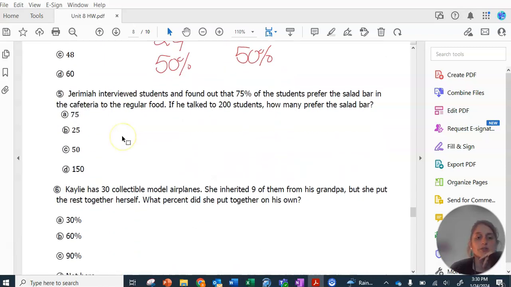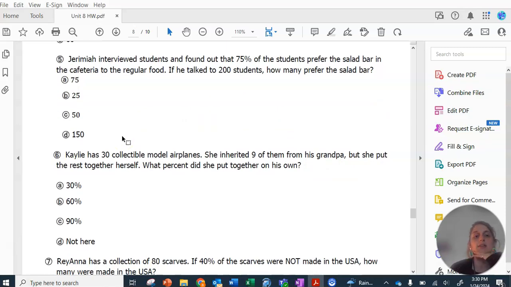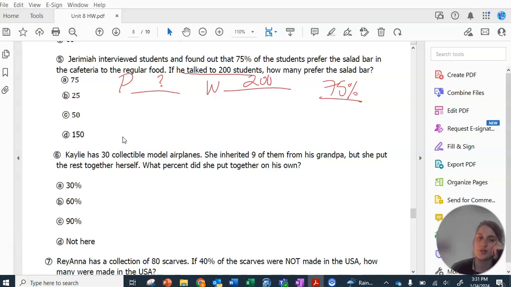Jeremiah interviewed students and found out that 75% of students prefer the salad bar over the regular food. If you talk to 200 students, how many prefer the salad bar? So first, we have to ask ourselves, was it part of the school that likes the salad bar or the whole school? We know it's 75% of them. That's not the whole school. So 200 students, ooh, he talked to 200 students though. Not that 200 students like the salad bar. He talked to a total of 200 students. So you're going to set up your relationship as a part over whole equals percent over 100 and solve for the missing part.